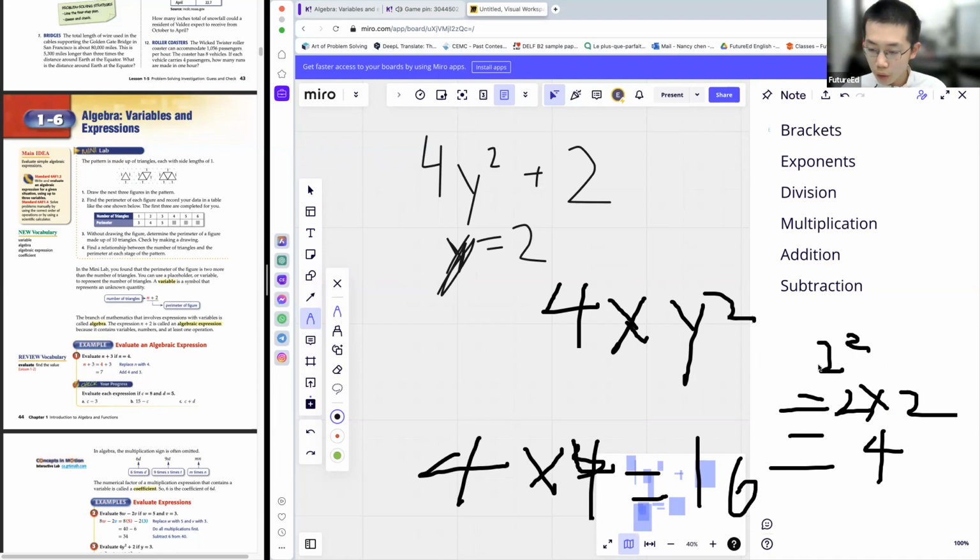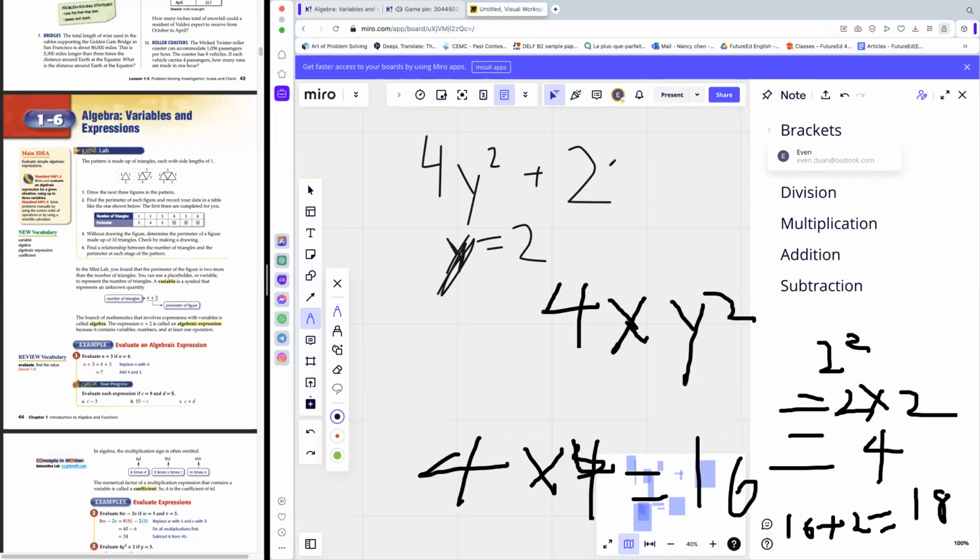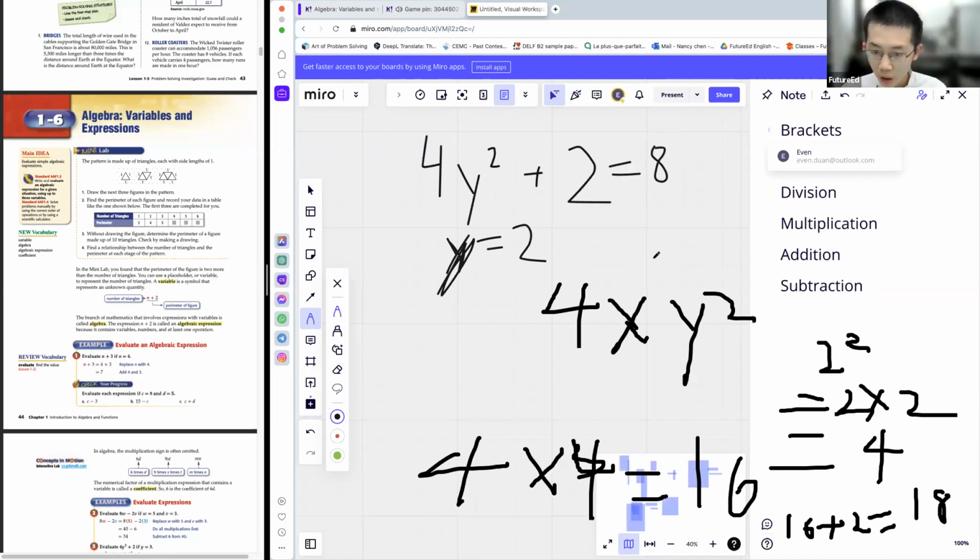Okay, I see you've calculated 2 squared is equal to 2 times 2, which is 4. And then 4 times 4 is 16. What next? Is that it, Jason? Oh, plus 2. Plus 2, okay. So what is the answer? 18. Exactly. So in this case, the answer will be 18.